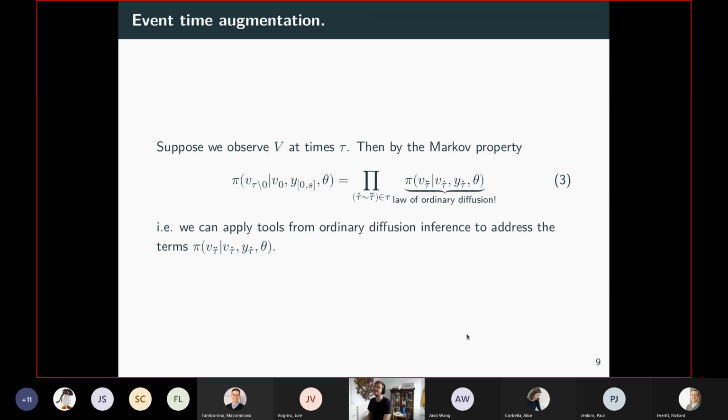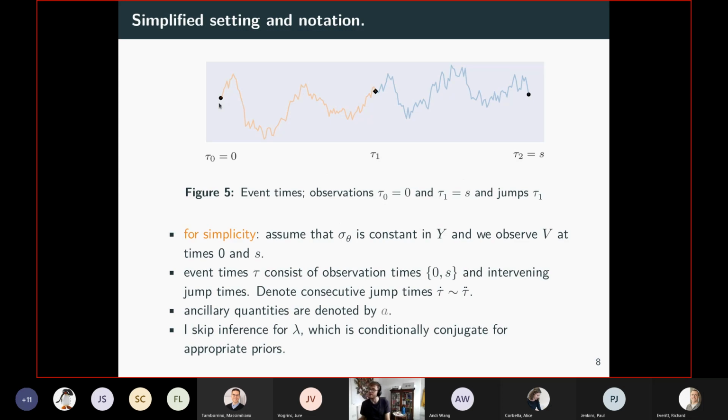What is the right kind of missing data augmentation here? Really, the idea is to leverage the Markov property of V and Y. To do that, the best thing to do is to augment with the value of the diffusion V at all times tau. In terms of the previous illustration, that corresponds to augmenting with the value of the diffusion at time tau 1.